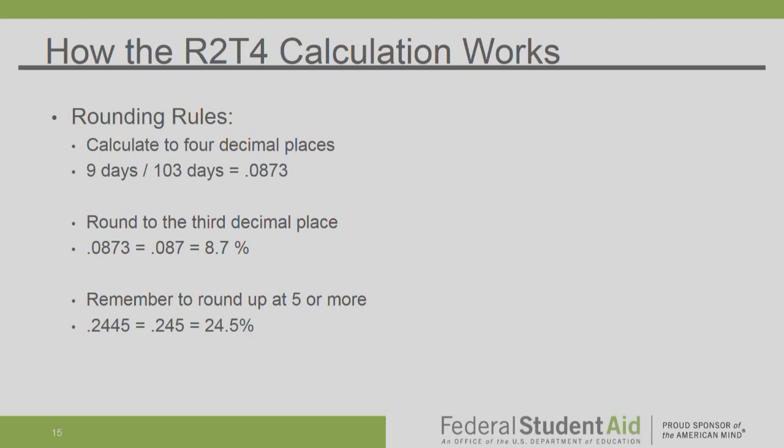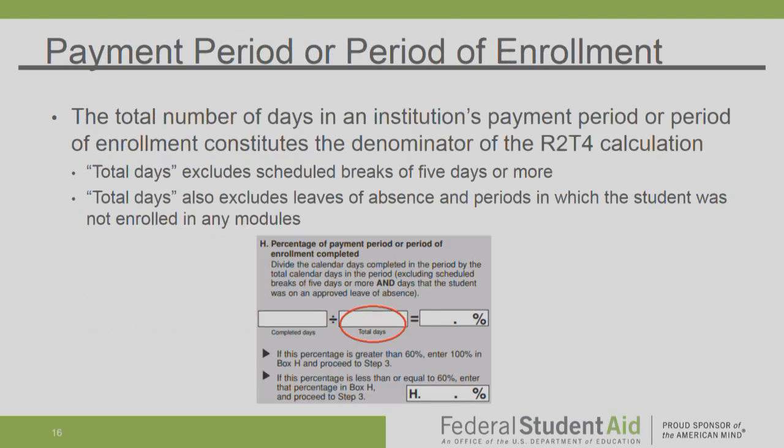These rounding rules are specifically important as the top 3 or 4 issues that we often see in program reviews relate to R2T4 errors, specifically things related similarly to here, the rounding rule calculations. And back to what I was saying.